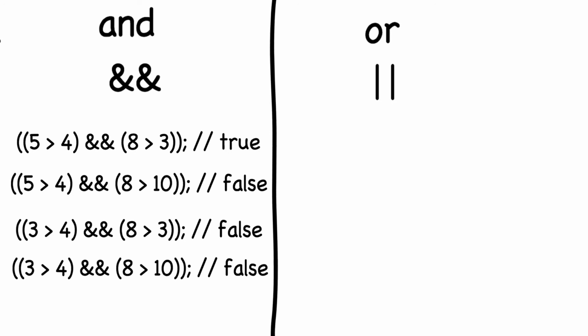Only in our first case will a true value lead us into the code block, while all other expressions evaluate to false, taking us on a path to step over the code.